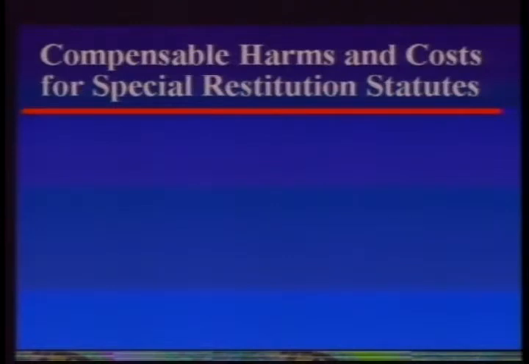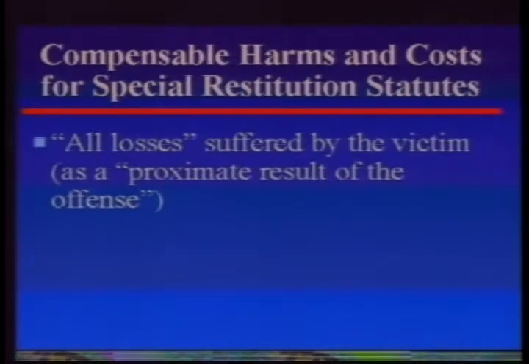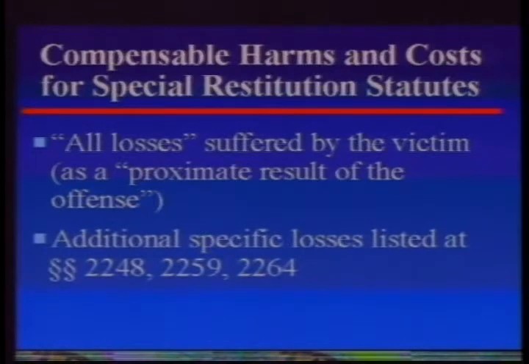Now, the special restitution statutes that we've talked about earlier have a little different language. Actually, it seems a little broader. So let's look at that. Compensable harms and costs for the special restitution statutes: all losses suffered by the victim as a proximate result of the offense. And then additional specific losses are even included in three of those special restitution statutes that would broaden it even further.